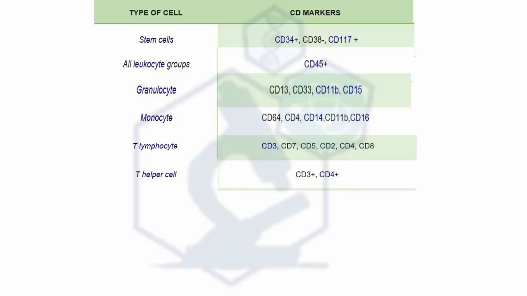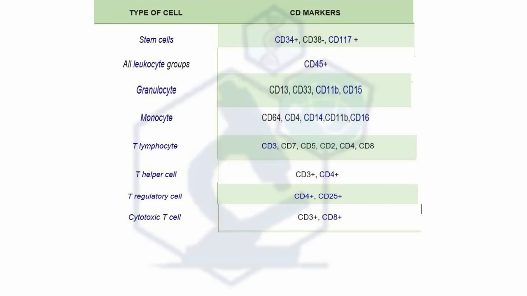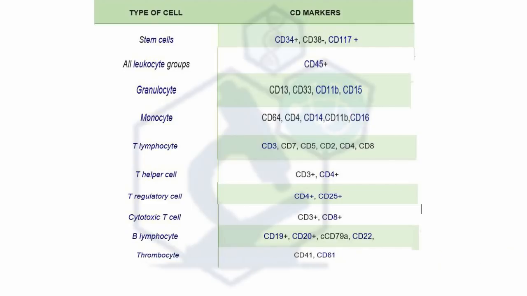T helper cells are CD4 positive. T regulatory cells are CD4 and CD25 positive. Cytotoxic T cells are positive for CD8. B lymphocytes are positive for CD19, 20, 79a and 22. Thrombocytes or platelets are positive for CD41 and 61. Natural killer cells are positive for CD16 and 56.